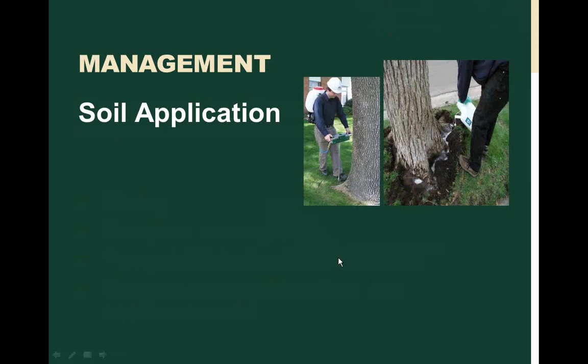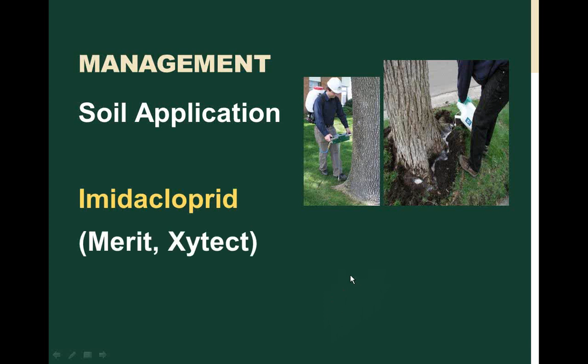But one thing that we take at Rainbow is sort of a toolbox approach. There are lots of different ways to skin a cat, as they say. With the soft scales and in some hard scales, soil application can be made with imidacloprid, which is known as Merit or Zytec. And this can be applied both, as you see, either by injection or with a drench.